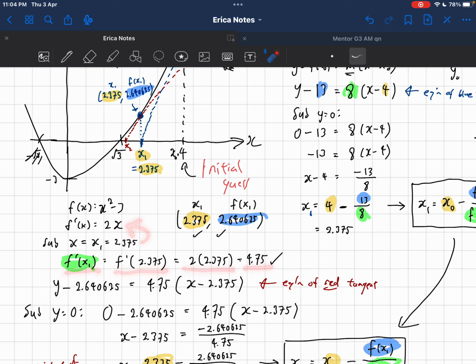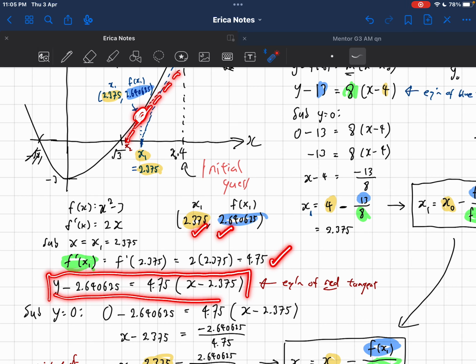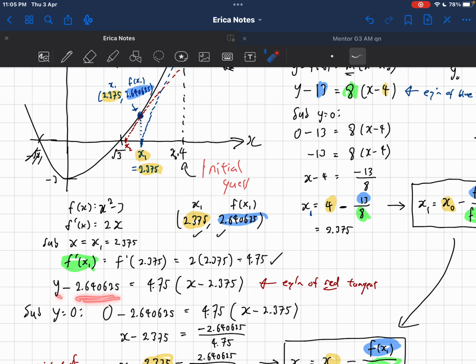Okay, good. What do we have now? We have the x1, we have the y1, or f of x1, the coordinates of the blue color point here. We also have the gradient of the tangent line, the red color tangent line. You got the point, you got the gradient, so you can use the point slope formula to find the equation of the red color tangent line. Gradient is also called slope. Y minus y coordinate equals gradient multiplied by x minus the x coordinate. Okay, good. We have the equation of the red color tangent.